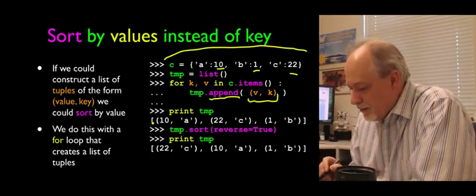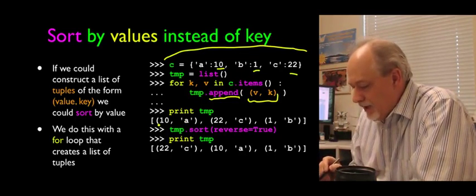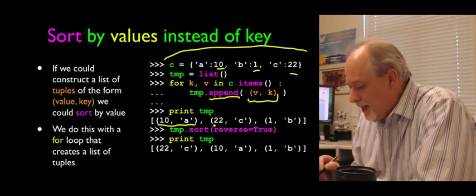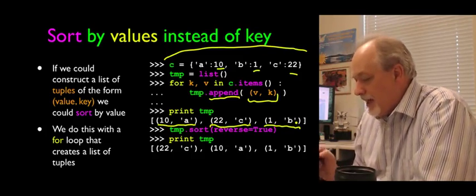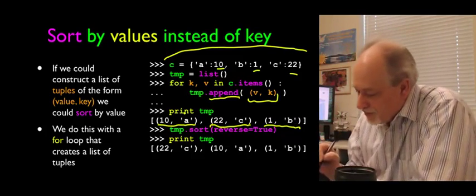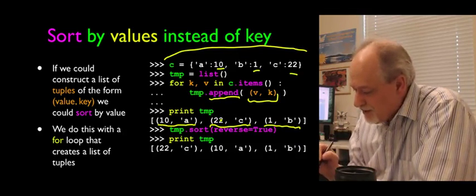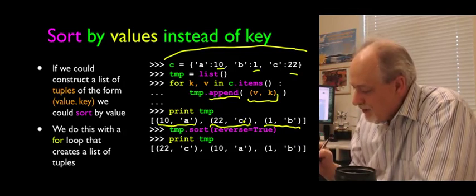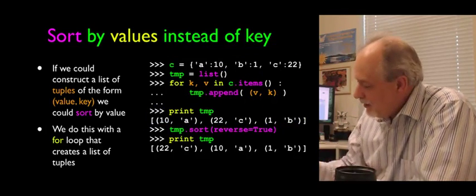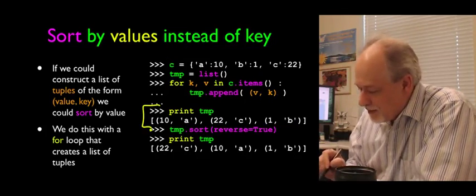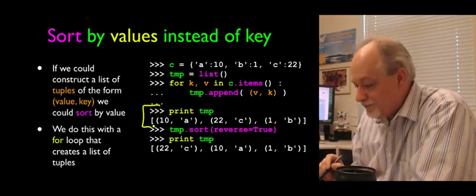So if we take a look, when we're all done with this, each of these is a tuple. 10 A gets appended, 22 C gets appended, and it was simply the opposite order. Each of the tuples now has the value first and the key second. Value first, key second, value first, key second. So this is a bit of temporary data that we've created.